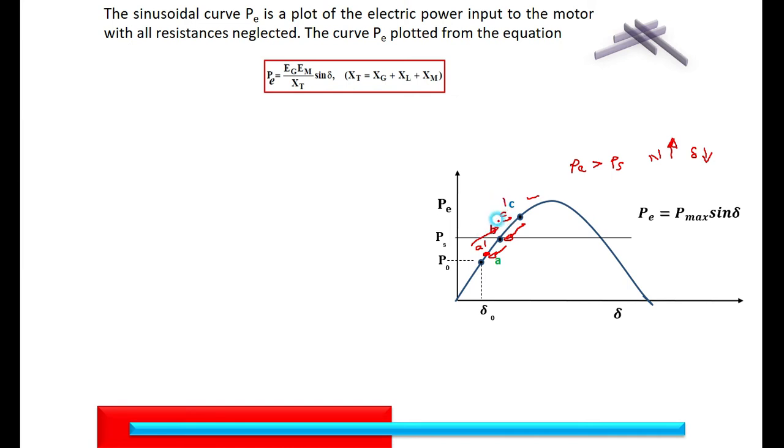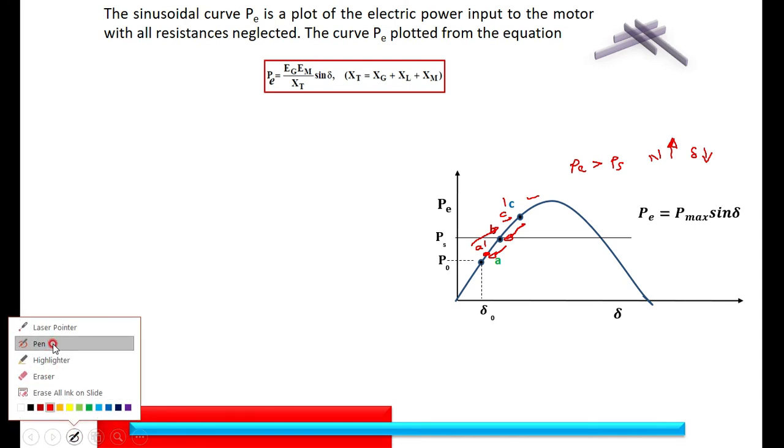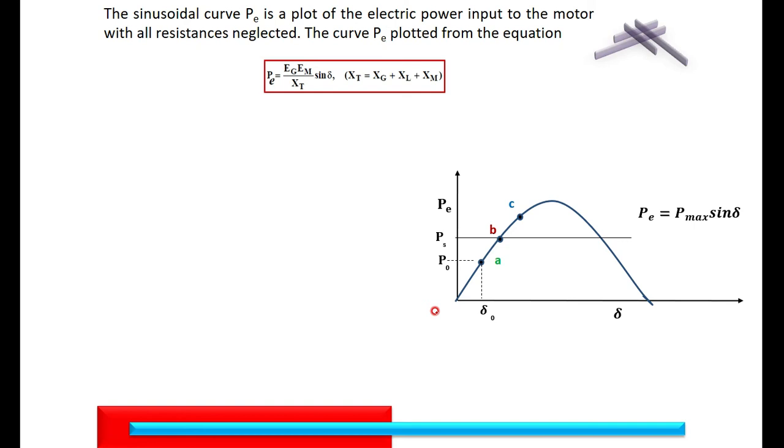That is less than before, because there is a damping torque, and the oscillations go on decreasing. What I mean here is that because of the damping torque in the machine, the oscillation which moves from A to B, then once again moves to A dash and C dash, is a lesser swing. Thereafter, in the next cycle, there is A double dash, C double dash.